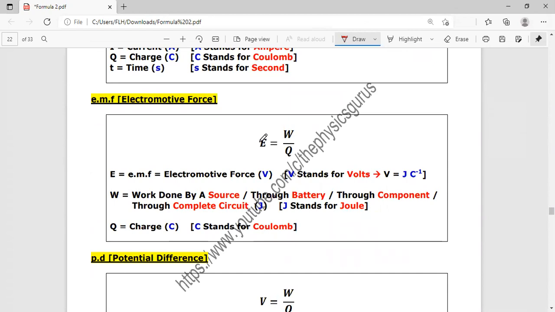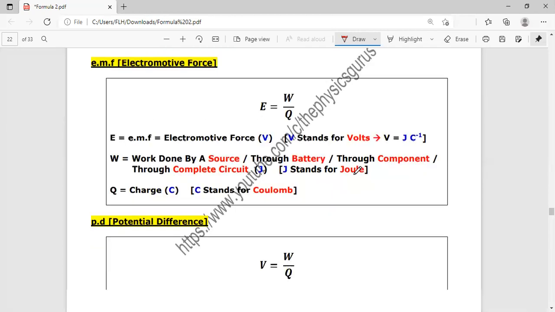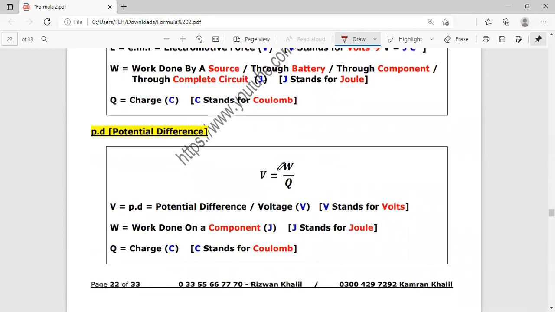Formula of electromotive force, E is equals to W over Q, where E stands for electromotive force, W stands for work done, Q stands for charge, and its unit is volts or equivalent unit is joule per coulomb. The formula of potential difference is almost same except the symbol difference, that is V is equal to W over Q. And this unit will be same as well, that is volts.